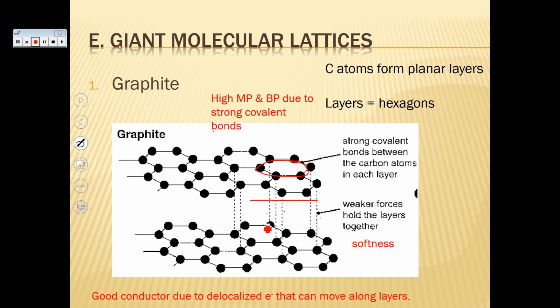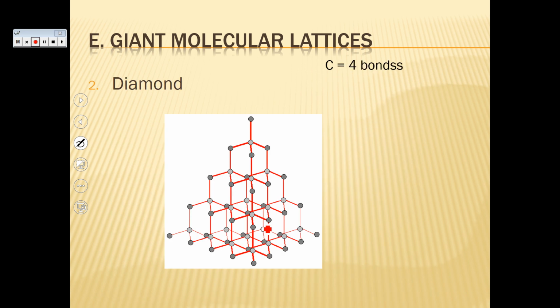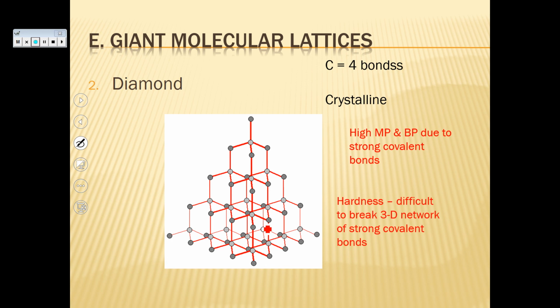And remember that graphite has 3 carbons attached to every carbon. So there is a free electron that can move along the layers, which is why graphite conducts electricity. The 4th electron becomes delocalized. Diamond, each carbon has 4 bonds, so it does not conduct electricity because there's no delocalized electron to carry a charge. It is crystalline. It has a high melting and boiling point due to the strong covalent bonds. Hardness, difficult to break the 3D network of strong covalent bonds. Does not conduct electricity because all the electrons are involved in covalent bonds.